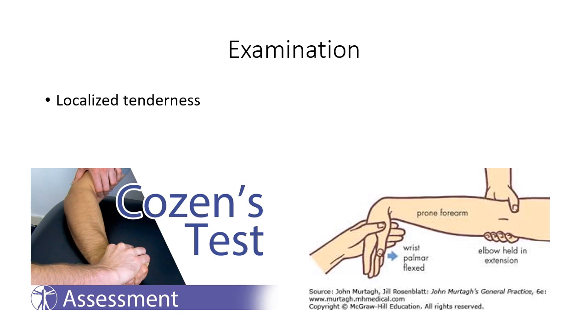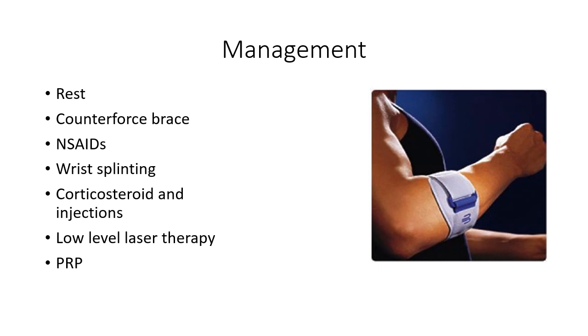Another test: the elbow is held in extension and the wrist is passively flexed. This creates tension on the lateral epicondyle and the patient will feel pain in the lateral epicondyle area. The management of lateral epicondylitis includes a counterforce brace, which is a brace on the forearm to counter the actions of the extensor muscle, non-steroidal anti-inflammatory drugs, wrist splinting, steroid injection, low-level laser therapy, and extracorporeal shockwave. Finally, a new modality is platelet-rich plasma. This will help the patient to heal the micro tear.